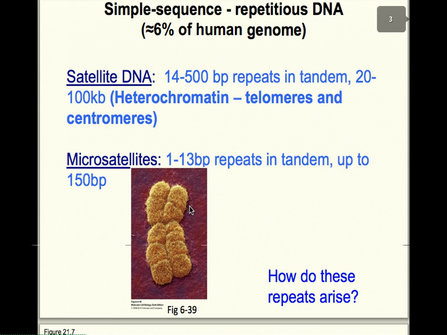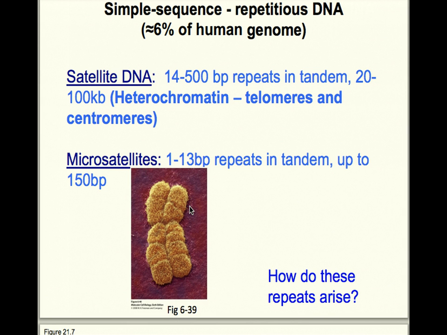Okay. So the next section is repeated segments of DNA. And so we have satellites and microsatellites. The name should be pretty self-explanatory. Microsatellites are smaller than satellites. Don't worry too much about the numbers here. You don't need to remember 14 to 500 or 1 to 13 base pairs. Just have an idea of the relative order of magnitude.